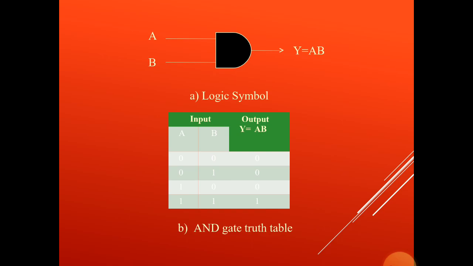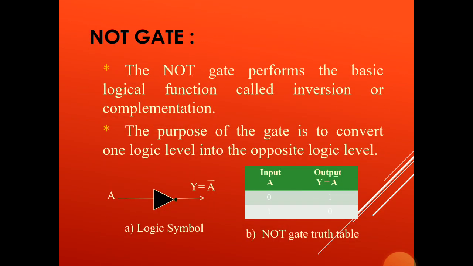The truth table of the AND gate is: when two inputs A and B are both 0, the output is 0, and when both are 1, the output is 1. So, if any one of the inputs to the AND gate is 0, the output will be 0. As said, for the OR gate, if any one of the inputs is high, the output is high. But in the case of the AND gate, if any one of the inputs is low, the output is 0. When both inputs are high, the AND gate output is high.